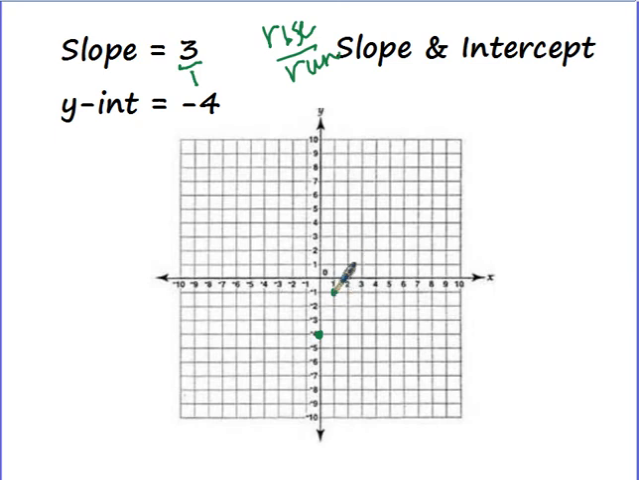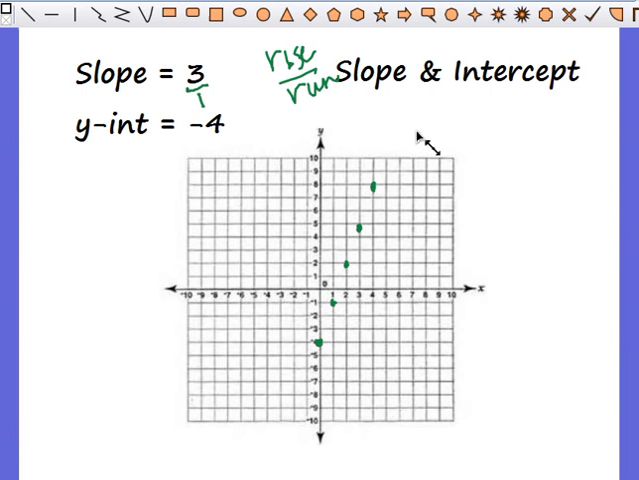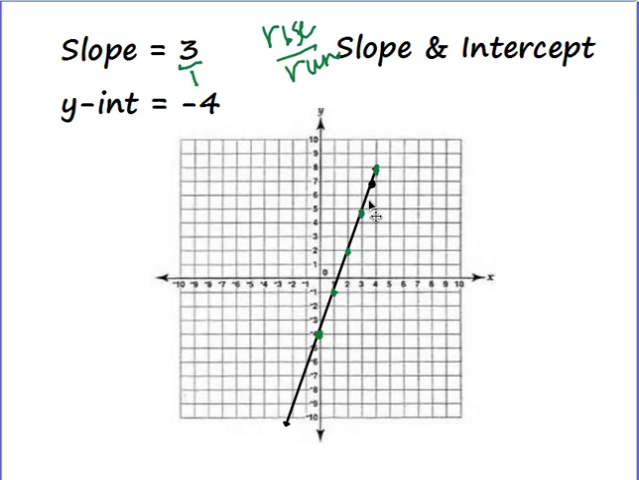I'm going to repeat that pattern. Up 3, right 1, as far as I can to help me make my graph a quality line. Remember to make your graph go all the way across. Your line should go all the way across your graph. Use a straight edge to make it nice and straight, and make sure to put arrows on both ends.